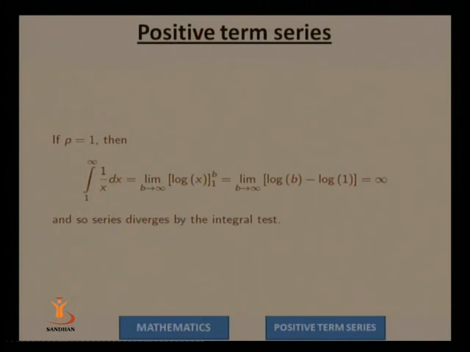Now let us consider the case p is equal to 1. Whenever we have p equal to 1, that integration will convert to the integral of 1 upon x dx, and the integration of 1 upon x is log x, so that integration will be limit b tends to infinity of log x, upper limit is b and lower limit is 1. Now substitute the upper limit and lower limit, that is limit b tends to infinity of log b minus log 1, and here log is an increasing function, therefore that limit does not exist, or we can say that limit is equal to infinity, so that integration does not converge, that means it is divergent, and so the given p series diverges by the integral test.